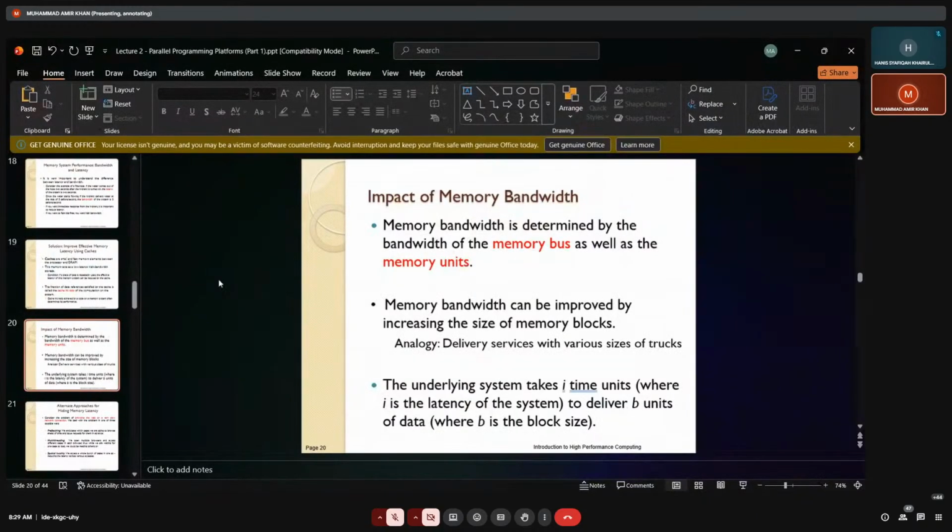With the help of buses, you can see on the motherboard, your motherboard has parallel lines. These lines are the buses. We call it the memory bus. So memory bandwidth can be improved by increasing the size of the memory block. If the size of the memory block increases, memory bandwidth can be improved.